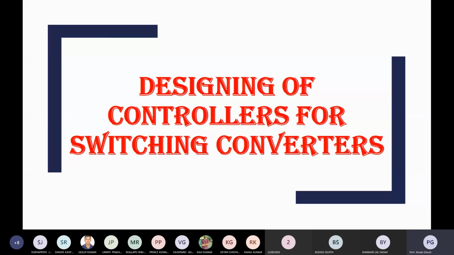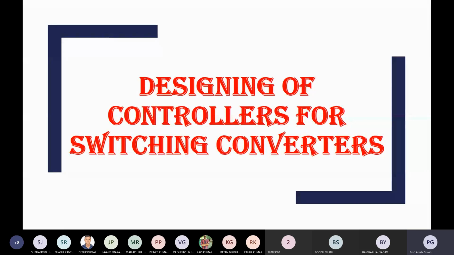If you see our course curriculum, first we discussed the introduction, then the switching dynamics, or a very brief idea about solid state devices and the topology of the switching converters. That is totally based on the converter topology chapters, what type of topologies you are using. Then we went for the mathematical modeling.